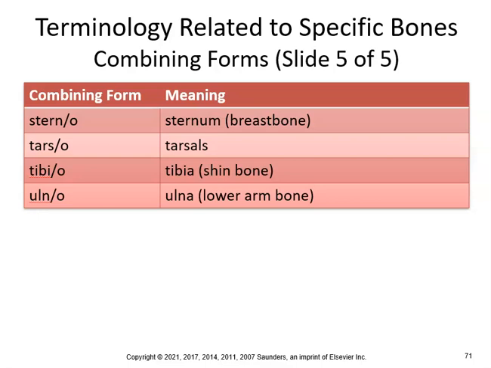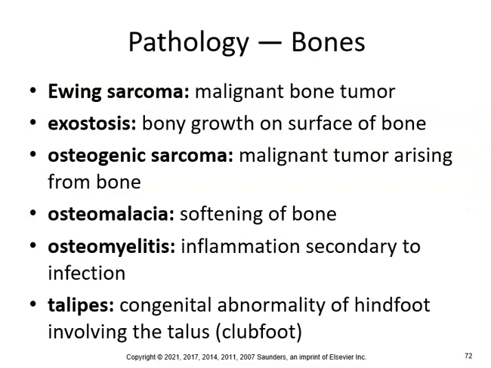Okay. Let's look at some pathology related to the musculoskeletal system. You might see it as the MSK system as well. Ewing sarcoma is a malignant bone tumor. Exostosis means bony growth on the surface of a bone. Osteogenic sarcomas are malignant tumors arising from bone. Osteomalacia means softening of the bone. Osteomyelitis is inflammation secondary to infection. Talipes is a congenital abnormality of the hind foot involving the talus. So babies are born with a club foot.